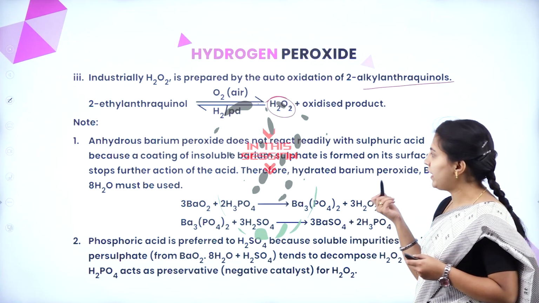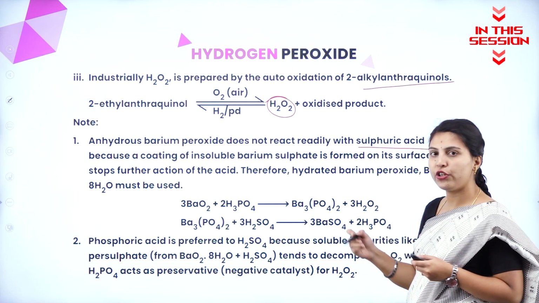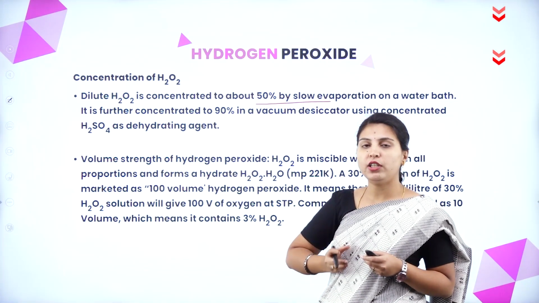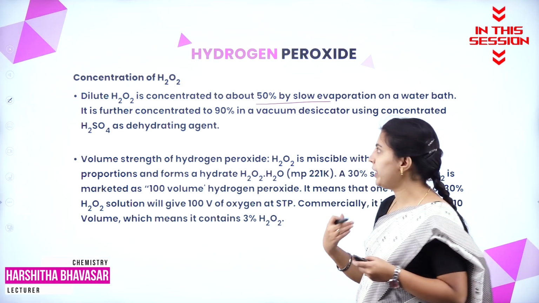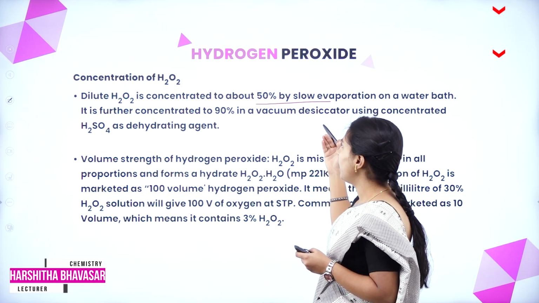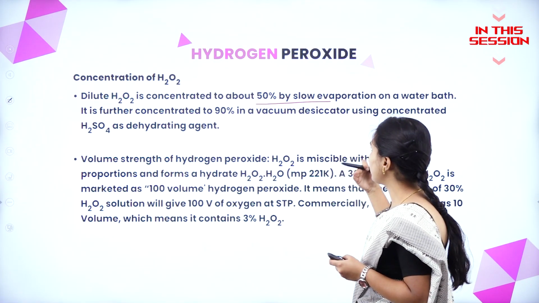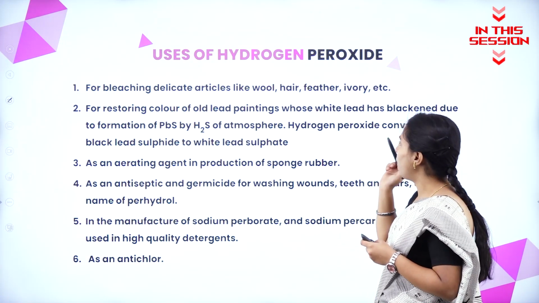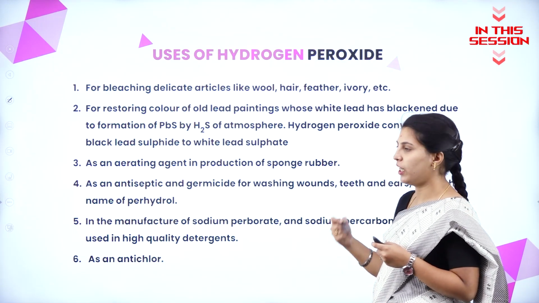Anhydrous barium peroxide does not react with sulfuric acid because a coating of insoluble barium sulfate was formed. Whatever the dilute hydrogen peroxide has been taken from the preparation will be kept in a water bath, which will be around 50%, and it will increase by slow evaporation. Due to some oxidation, white lead sulfate will turn to black lead sulfide. It will be reversed by using hydrogen peroxide.